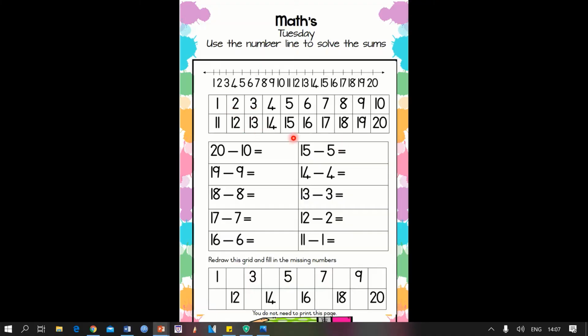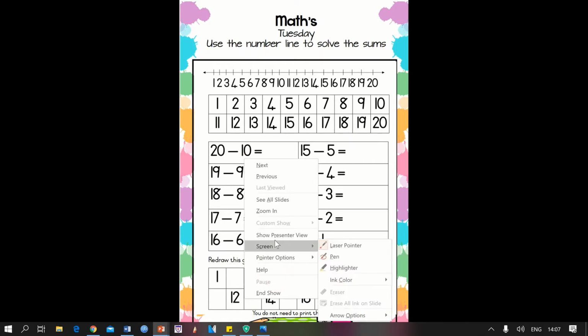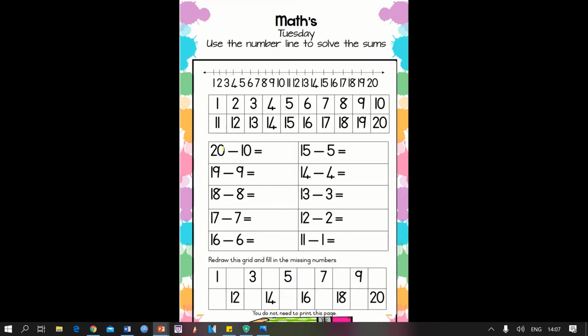Over here, we have what's called a number grid, and we are going to use this number grid. Can you see it goes from 1 to 20? We are going to use that to solve our sums. The first sum over here says 20 take away 10. Let's just highlight it so that we know which one we're working with. Can you see I've colored it in yellow?